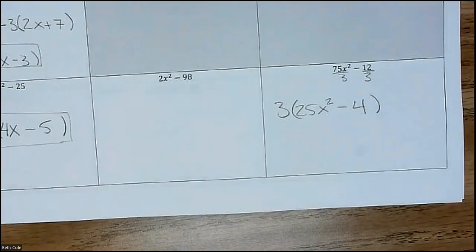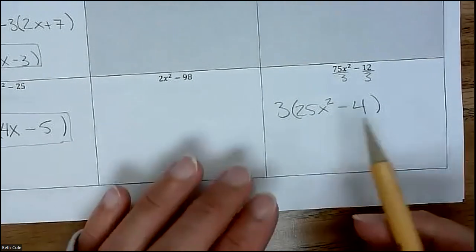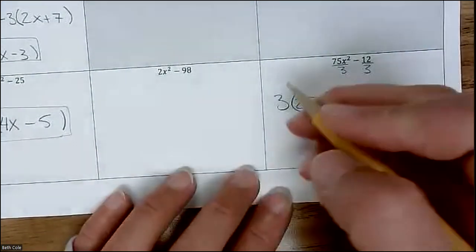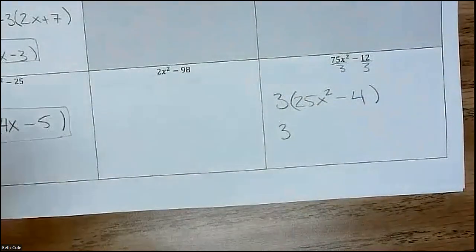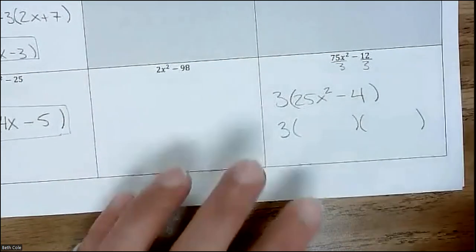Now, sometimes when you take out a greatest common factor, you're just done if it's like a jumbled mess. Sometimes you take out a greatest common factor, and then you can still do more with the problem. In this case, you want to notice there's a 25 and a 4. So the 3 is just there. And you're going to draw your parentheses.